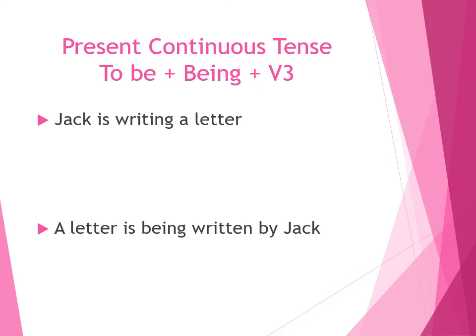Now the last tense in this meeting is present continuous tense. In present continuous tense, the pattern is to be plus being and then verb 3. For example, Jack is writing a letter. Jack is the subject, writing is the verb, and a letter is the object. Now let's turn it into passive voice. A letter is the object of active voice, so we have to put it first in passive voice. So: a letter is being written by Jack.